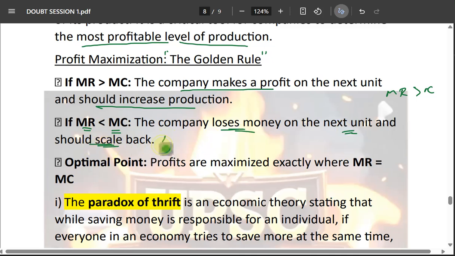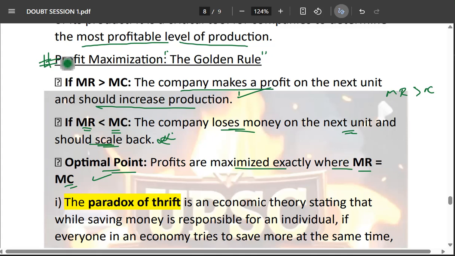It should not follow this, it should do this. Optimal point: profits are maximized exactly where marginal revenue equals marginal cost. This is fine and this is fine, but this is not suggested. This is the golden rule for profit maximization. Remember this, simple, that's it. These 3 points are important, and they are not going to ask anything other than this.